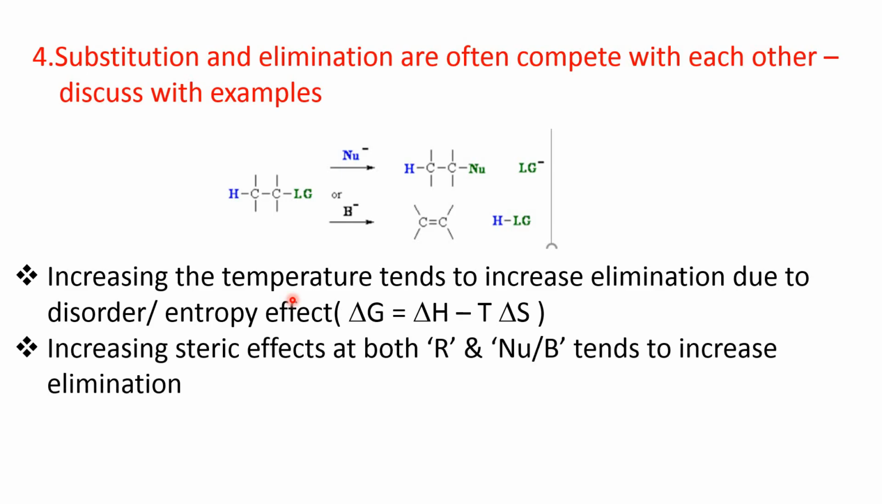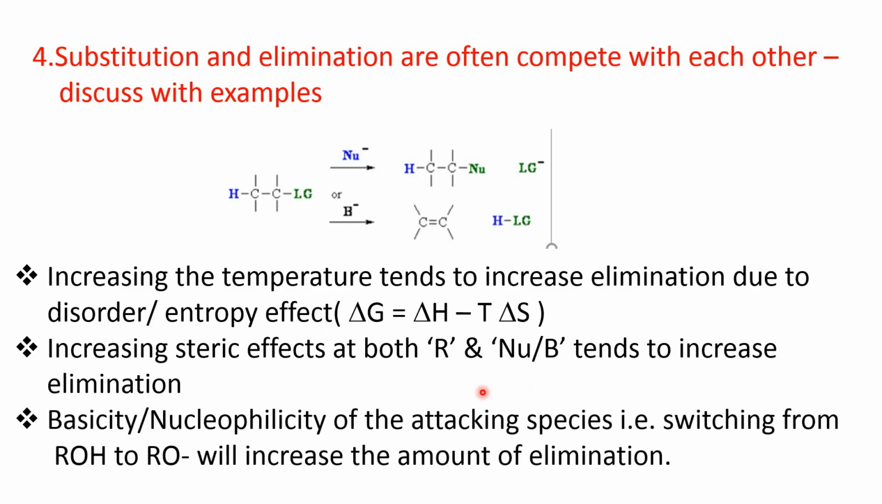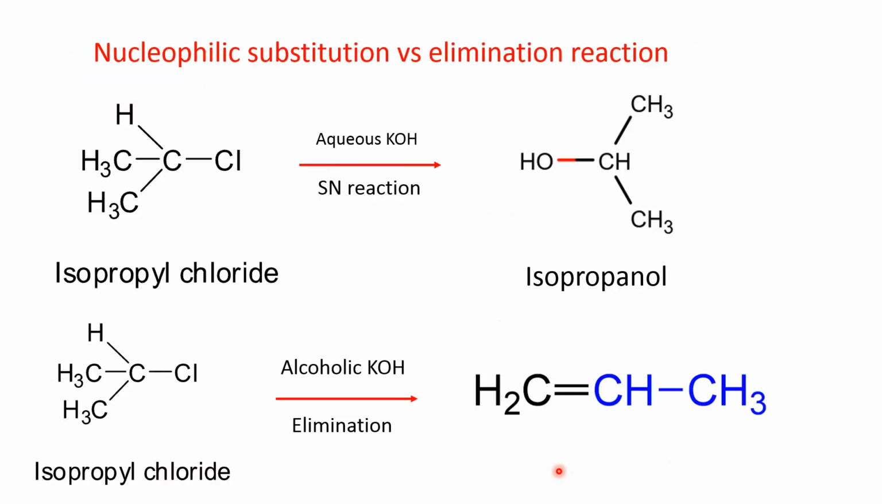Second point. Increasing steric effects at both the substrate as well as the nucleophile or base tends to increase elimination. Third point, the basicity or nucleophilicity of the attacking species, that is, switching from ROH to RO minus. See, ROH is a neutral nucleophile. When it forms the alkoxide ion, that is a stronger base, which will increase the amount of elimination.